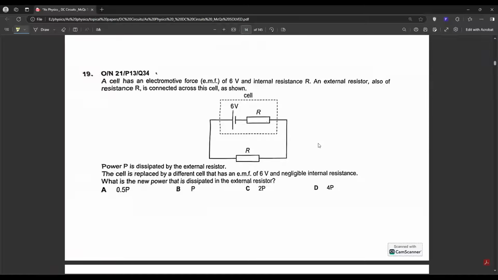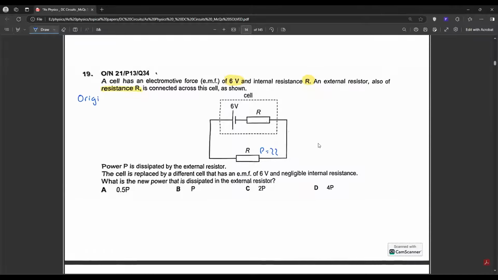A cell has an electromotive force of 6 and internal resistance R. An external resistor, also of resistance R, is connected across the cell as shown. Power P is dissipated across the external resistor.